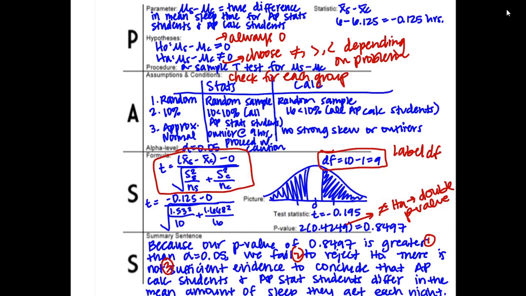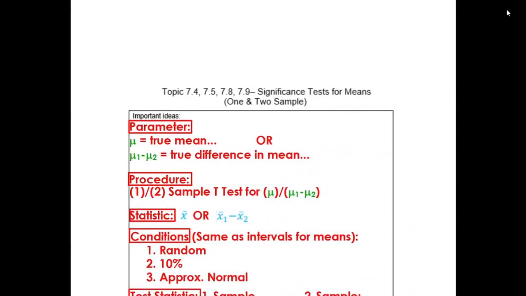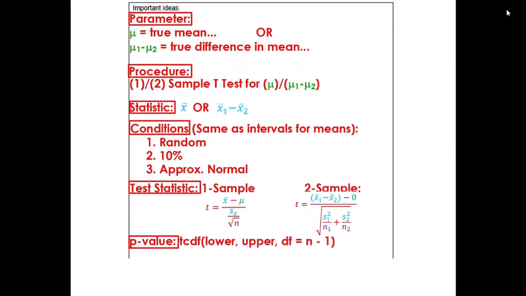Okay, so why don't you guys copy down this stuff from the Check Your Understanding, and then we will move on to the important ideas box. Try to check your understanding, and then unpause the video when you're ready to check the answers.